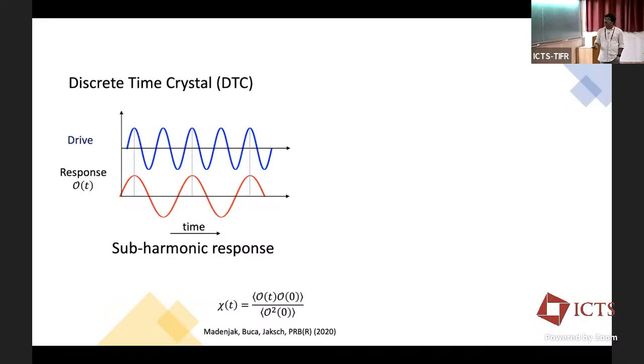And one criterion to look for if there is a subharmonic response is to look for the autocorrelation, which is initially normalized. And regarding the robustness against perturbation, it depends on what kind of perturbation I am giving. So let me emphasize that this is one of the most important defining characters of discrete time crystals.